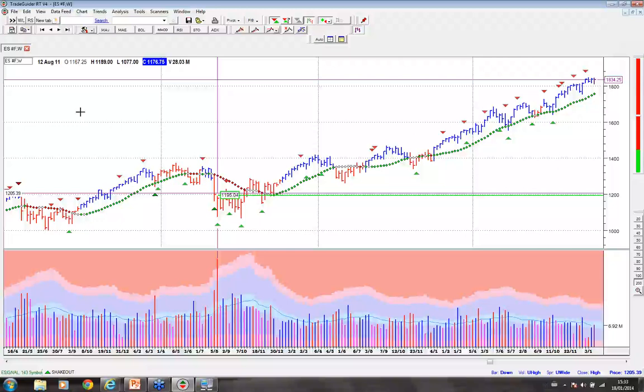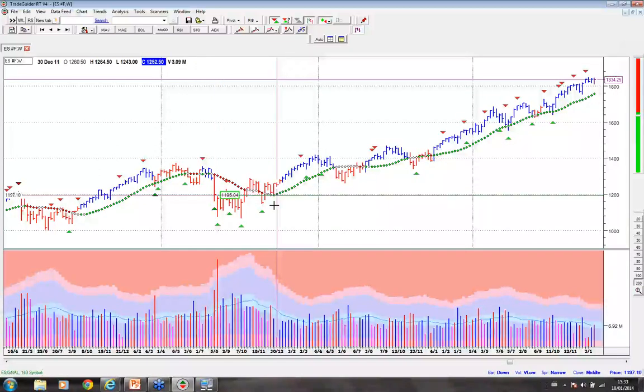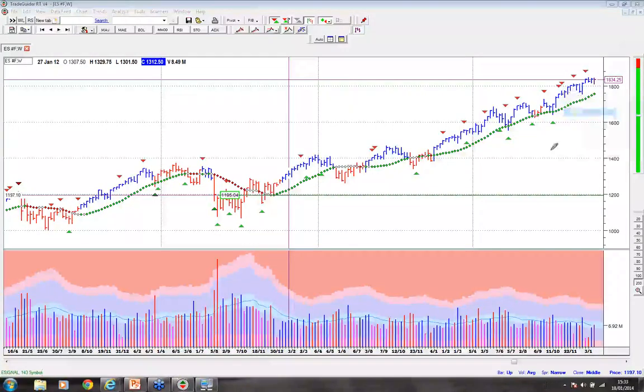So what we see here, clearly, is the change in behavior happens, and this is how we identify it in TradeGuider, when we get the third green diamond followed by the third blue bar. So on that bar there, this market has been deemed to have changed behavior. And I'm going to show you why right now.